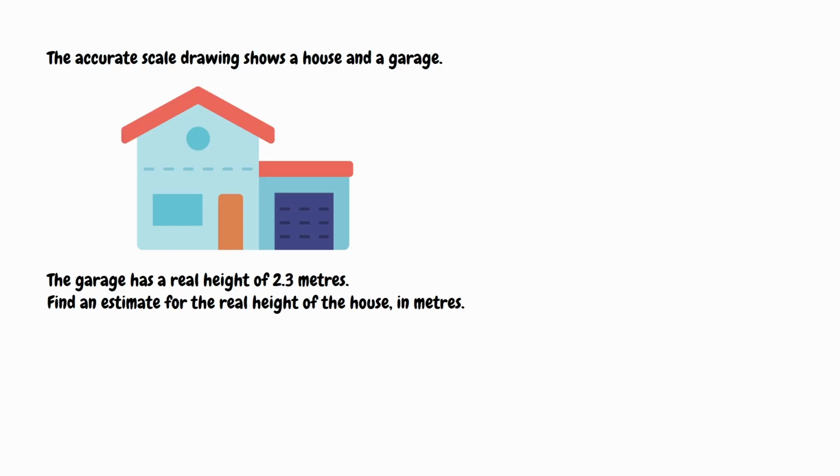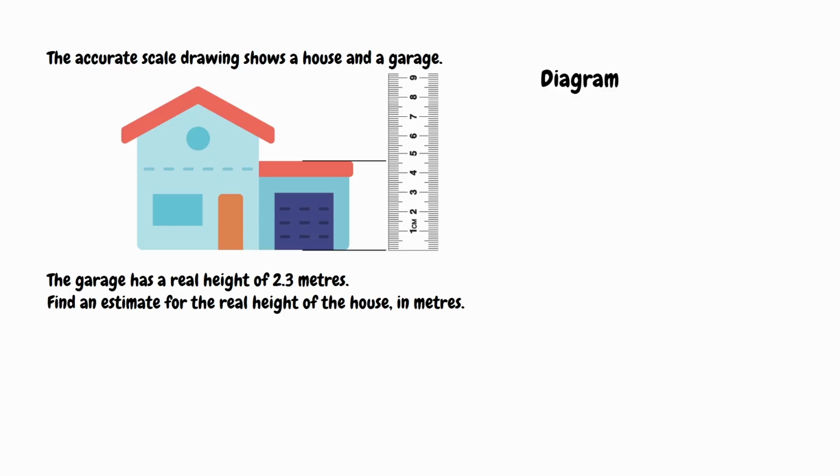So what I'm going to do now is actually measure the height of the garage. So I want to measure from bottom to top, and I'm actually going to measure it in centimetres. So if I get my centimetre ruler and measure the height from bottom to top, we can see that the height of the garage on the diagram is actually 4.6 centimetres. So on the diagram, the garage has a height of 4.6 centimetres, but we're told in real life the height of the garage is 2.3 metres. And now we've made that connection.